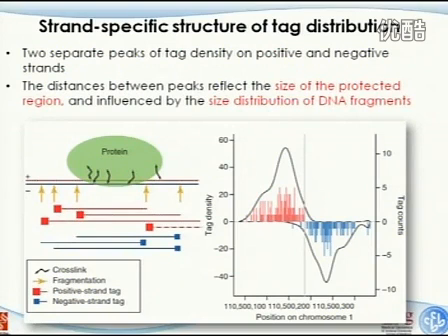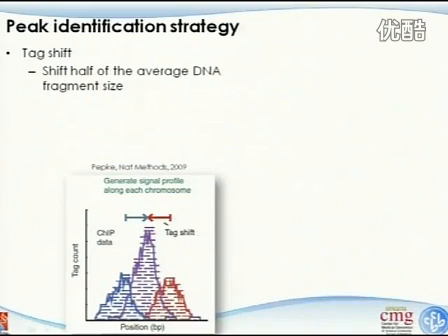And the distance between these two peaks actually reflects the size of the protected region, which is the protein binding site region, and is also influenced by the size distribution of the DNA fragments. Okay? All right. So most of the peak identification algorithms are actually taking advantage of this particular principle.